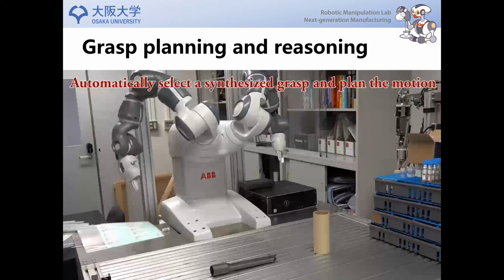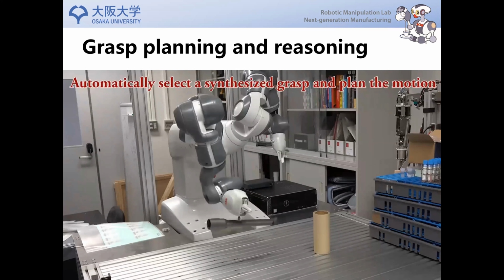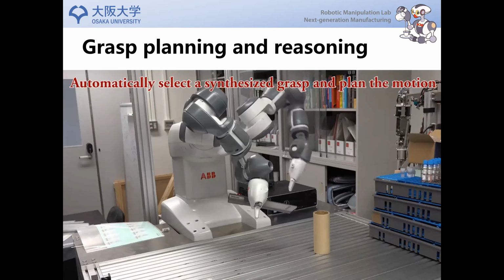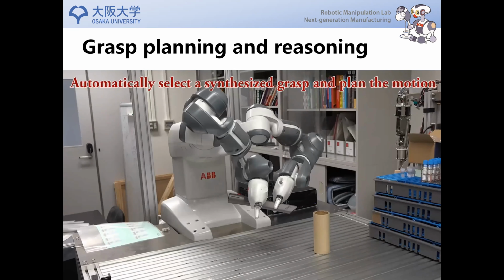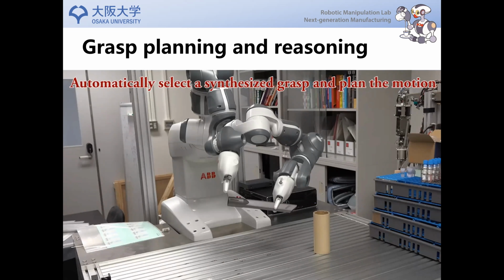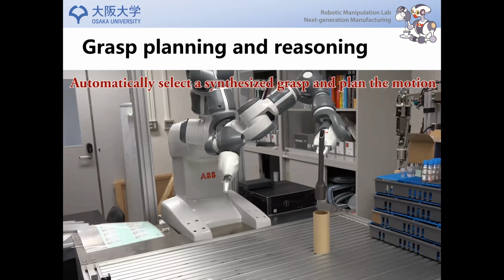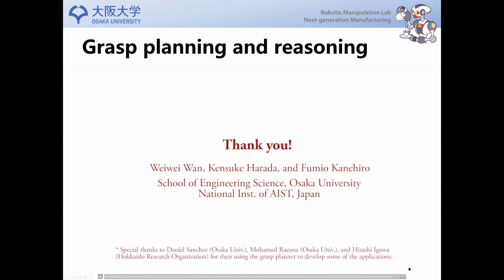We can also do heterogeneous planning. The right hand has a suction cup and the left hand has a gripper. And then we can plan them together, and then realize the handover motion.